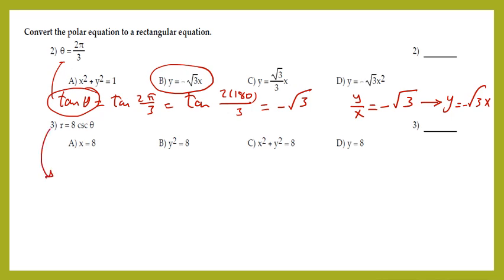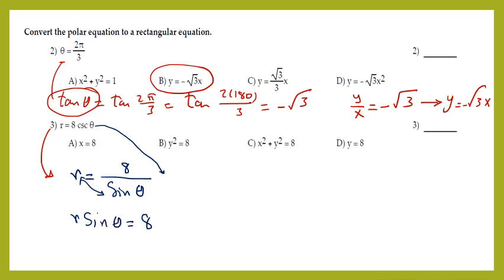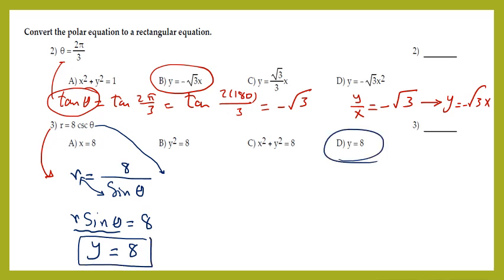Regarding question number 3, it says r is equal to 8 cosec of theta. So I can rewrite it as r is equal to 8, and the reciprocal of cosec is sine. So I change cosec into sine, because cosec is the reciprocal of sine. Cross product: r sine theta is equal to 8. What is r sine theta? We all know that r sine theta is y. So y is equal to 8. So the right answer is D. So here the answer is B, but here the answer is D.